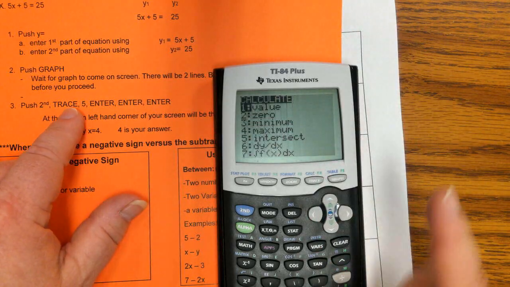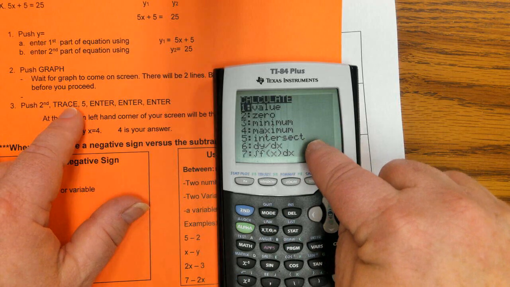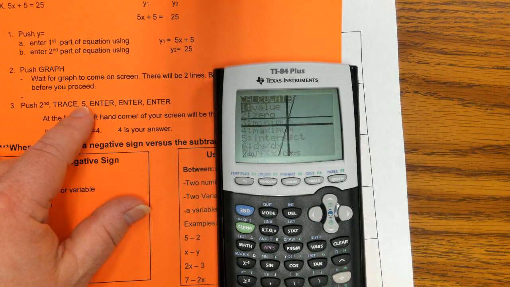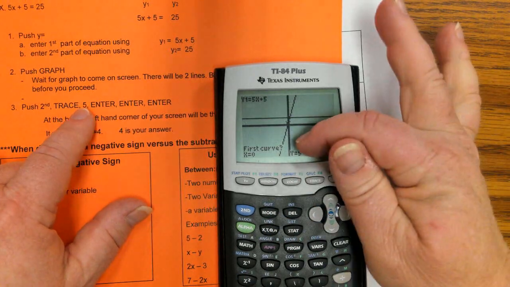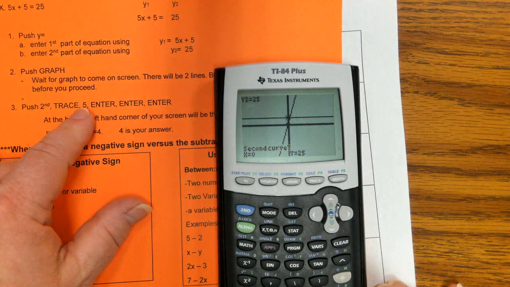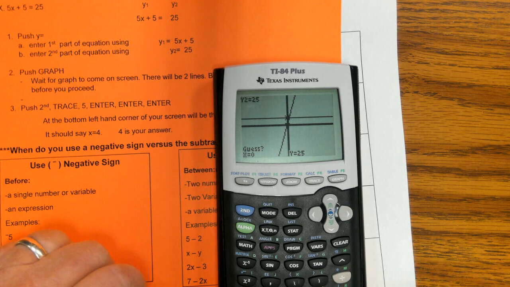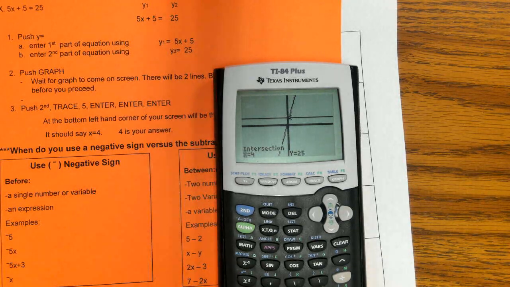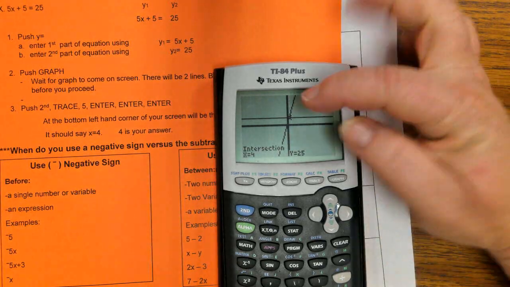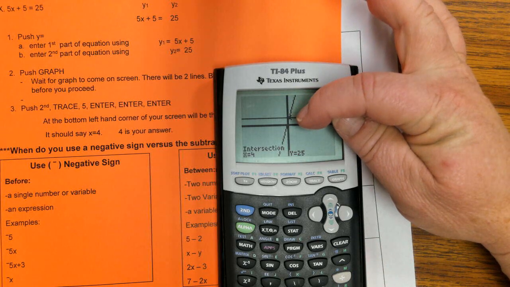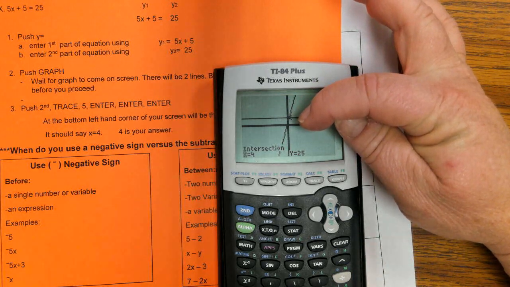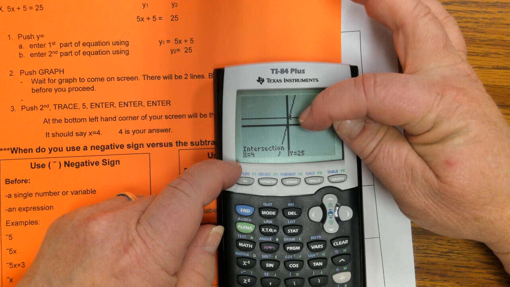The intersection of those 2 lines is your answer, so you're going to press 5. Then it says first curve, so you're going to press enter. Second curve, you're going to press enter. Then it says guess, and you're going to press enter, and it's going to give you the point where those 2 lines intersect. That is the solution, and it's where x is equal to 4.